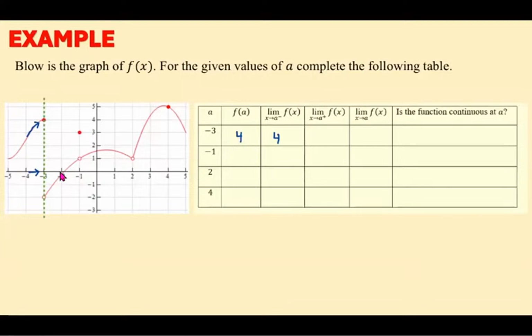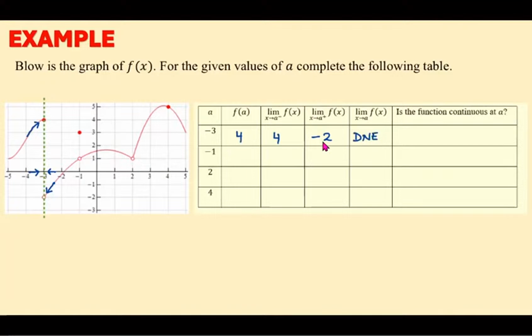Now let's look at the right-hand limit. If we go from the right towards -3, from this side, you'll see that the graph is going in that direction, down there, whose corresponding value is -2. So the left-hand limit is 4 and the right-hand limit is -2. So the left-hand limit and right-hand limit are not equal, so the function is not continuous.